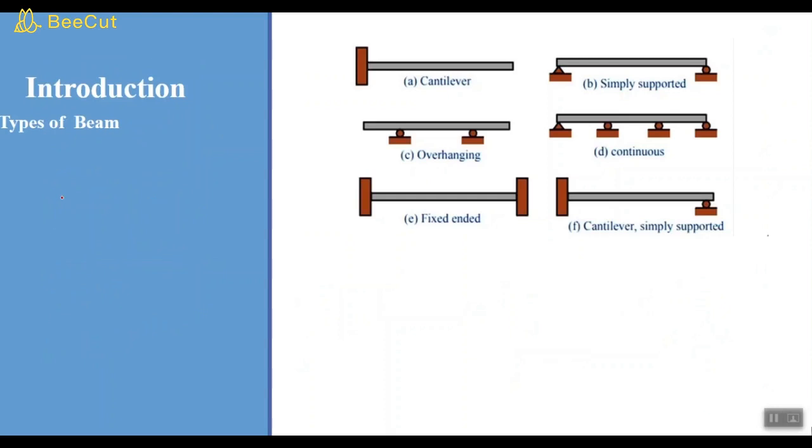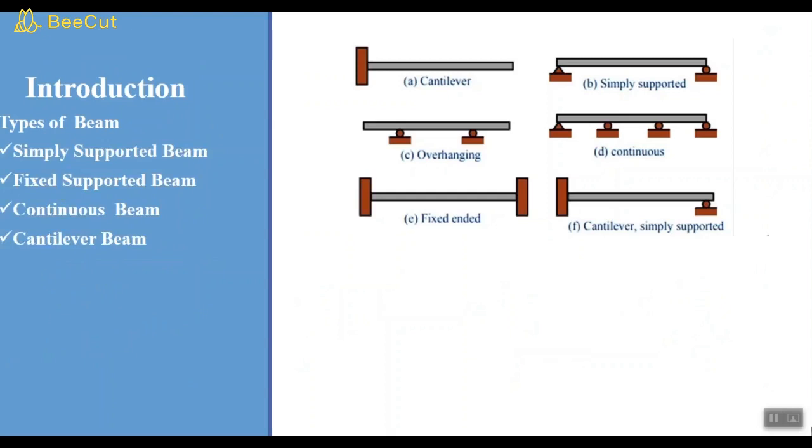So coming towards the types of beam, we have different types of beam. The first one, which is very simple, is known as a simply supported beam. It consists of a pin and a roller support. So a beam which has one span and consists of a pin and a roller support is known as a simply supported beam. Then we have the fixed supported beam. A beam whose both ends are fixed is known as a fixed supported beam.